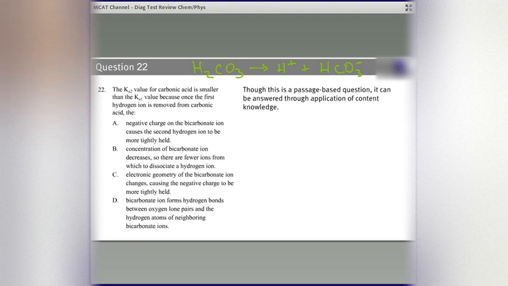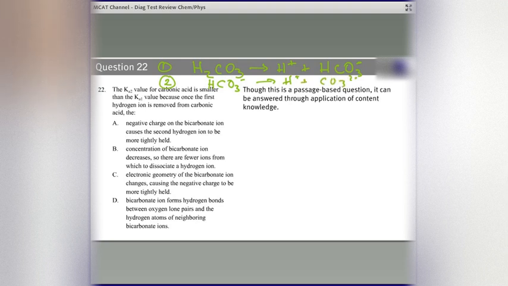Now, this is our first equilibrium. There's a second equilibrium, which is where our HCO3- also dissociates into another H+ and CO3 2-.